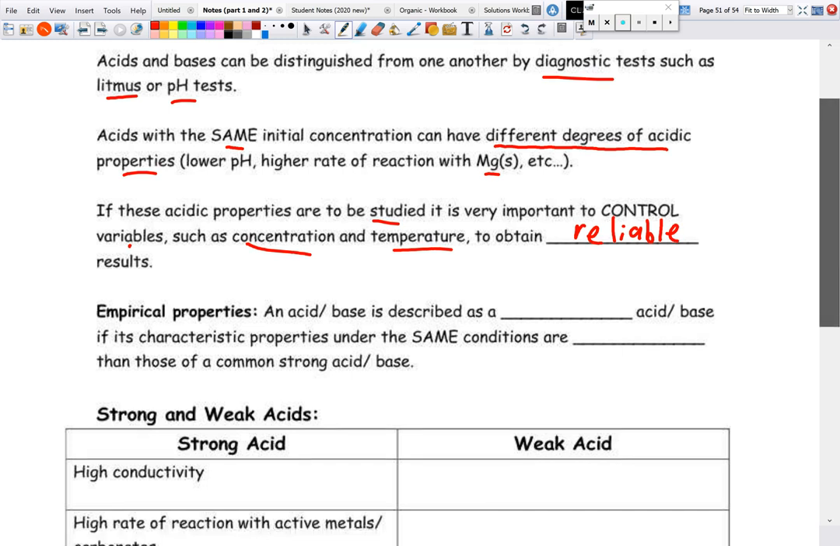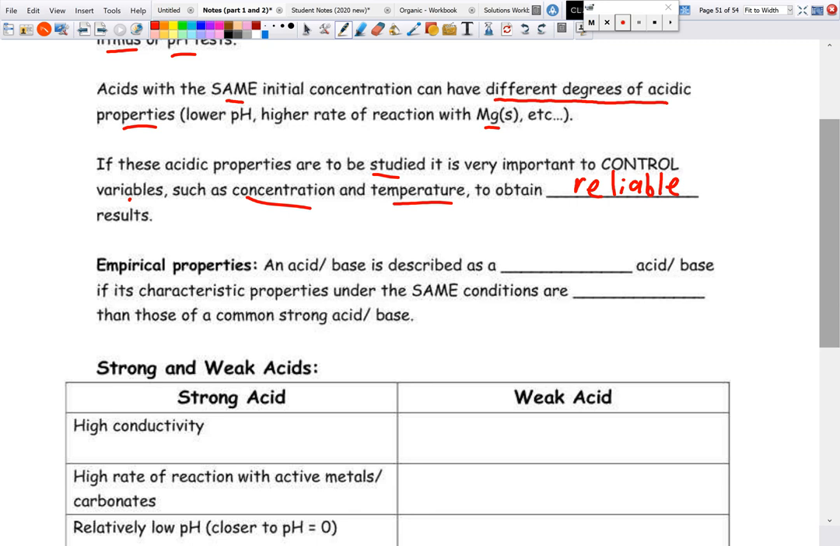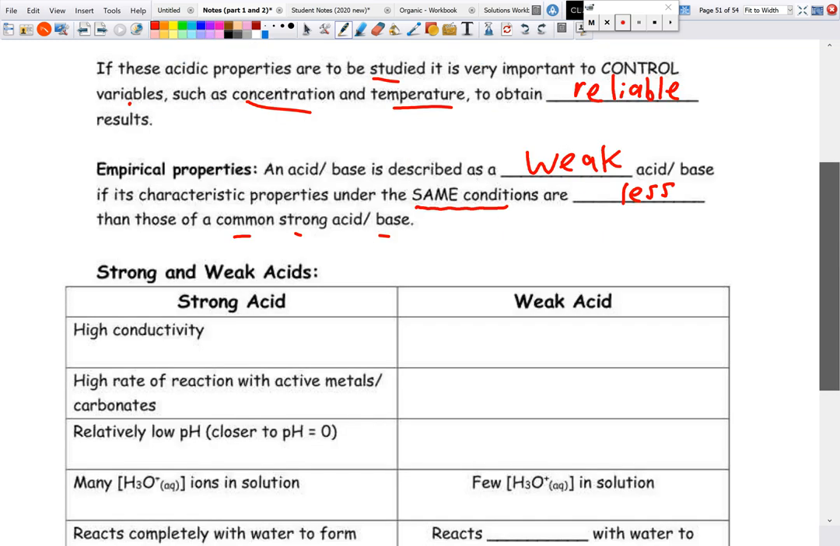So we already looked at empirical properties of acids and bases, but now we're just going to describe weak acids and weak bases. For an acid or base described as weak, its characteristic properties under the same conditions are less than that of the common strong acid or base. And of course, for our strong acids, we know there's 6 of them. For a strong base, we know it needs to be a metallic hydroxide, like lithium hydroxide, sodium hydroxide, calcium hydroxide, and stuff like that.